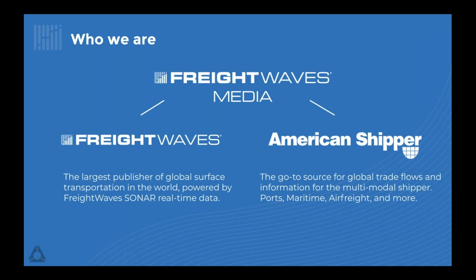So the other part of our business is we have a very active freight transportation news website, www.freightwaves.com. And also AmericanShipper.com that kind of co-link together. Freightwaves.com is the largest publisher of global service transportation in the world, and it's powered by Sonar data that's real-time and that's behind it. And then American Shipper has a lot of global trade flow information and a lot of information for multimodal shippers, a lot of information on the ocean freight side and air freight as well. We use the Sonar to help drive content into our website and to provide a lot more analysis and data backup that other websites just simply don't have.